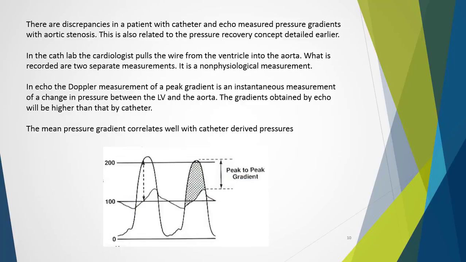This is because the left ventricle needs to generate significant force to push blood through the narrow orifice of the aortic valve. In echo, the Doppler measurement of a peak gradient is an instantaneous measurement of change between the left ventricle and the aorta. Again, reviewing the pressure gradient graphs, we see the gradient attained by echo will be higher than that by catheter. So a peak to peak by echo would be here to here. What does correlate well with catheter-derived measurement is the mean pressure gradient by echo. A hemodynamic measurement we'll cover shortly.